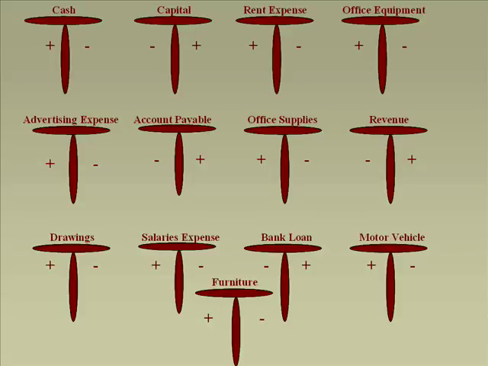What was the first transaction? Do you remember? Polly Darden invested 10,000 cash to start the agency. So what two accounts are affected? Cash and capital. Here it comes.